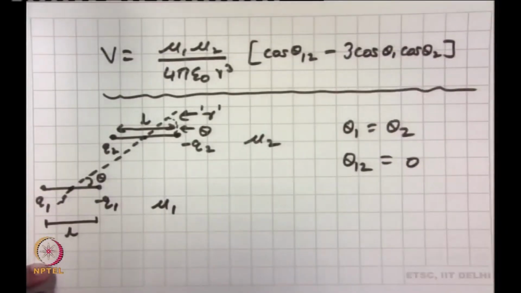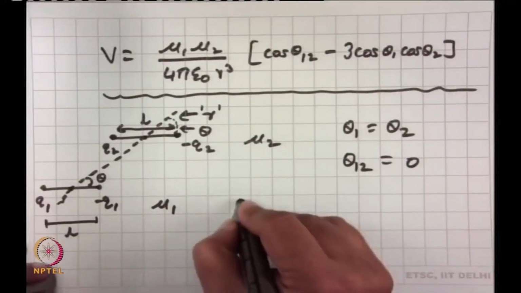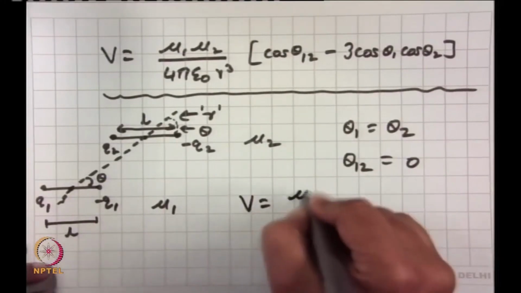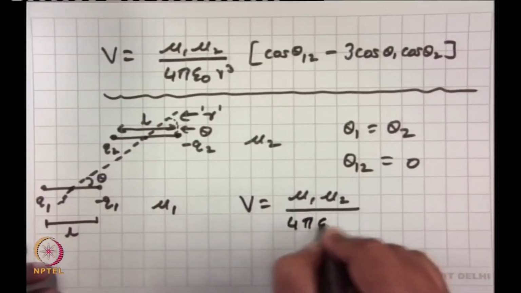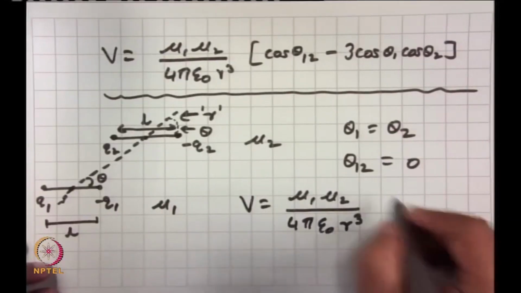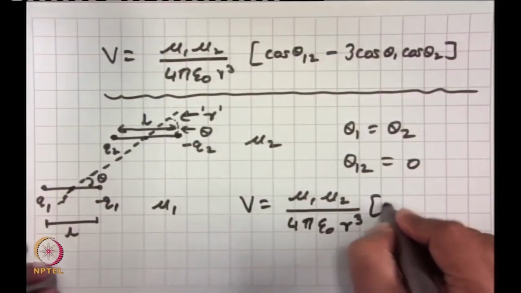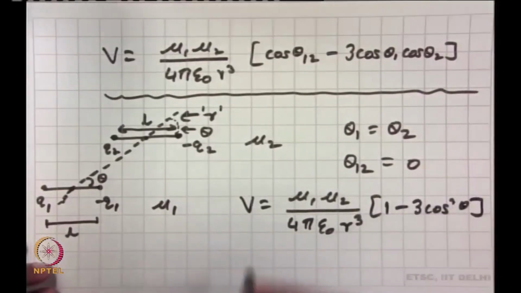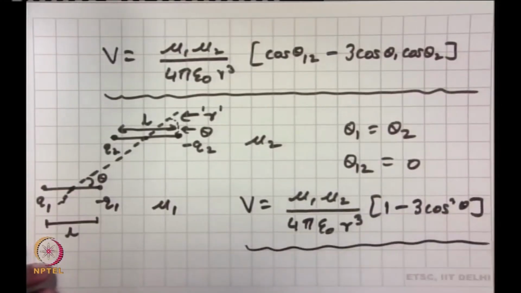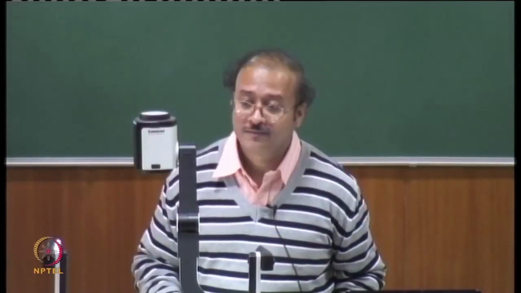That means now I can simplify my V further by writing V is equal to mu 1 mu 2 by 4 pi epsilon 0 r cubed, right. Then what is my first term? Cos 0 is 1 minus 3 cosine square of theta. Have you ever seen an expression like this before? What have we seen?